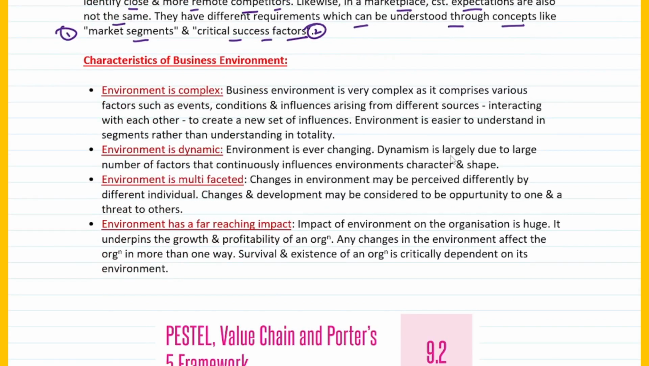Then we come to the characteristics of a business environment, right? What are the various characteristics of a business environment? The first one is that the environment is complex. Yes or no? The business environment is very complex as it comprises various factors. Why is it complex? Because it comprises various factors such as events, conditions, and influences arising from different sources interacting with each other to create a new set of influences, right?